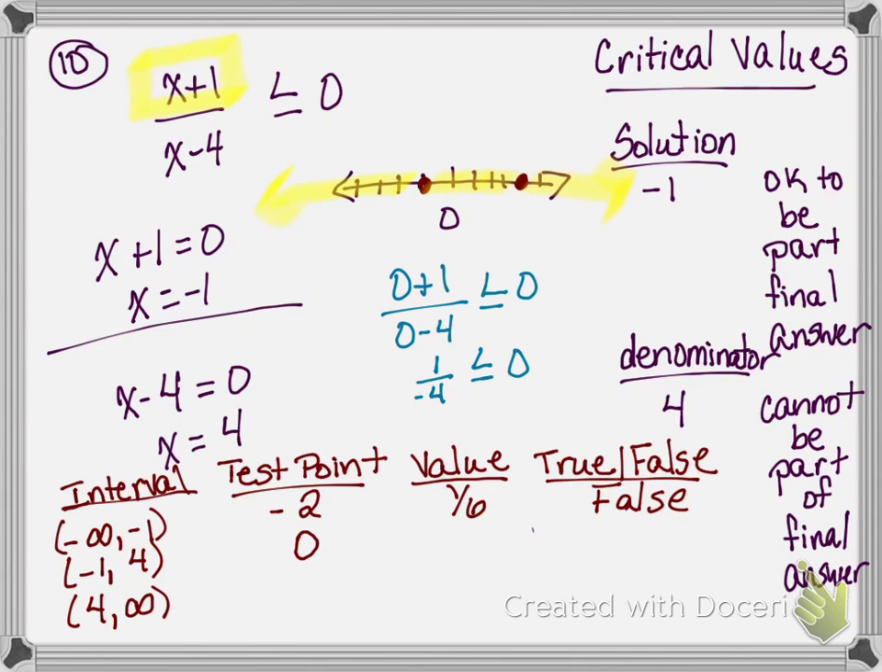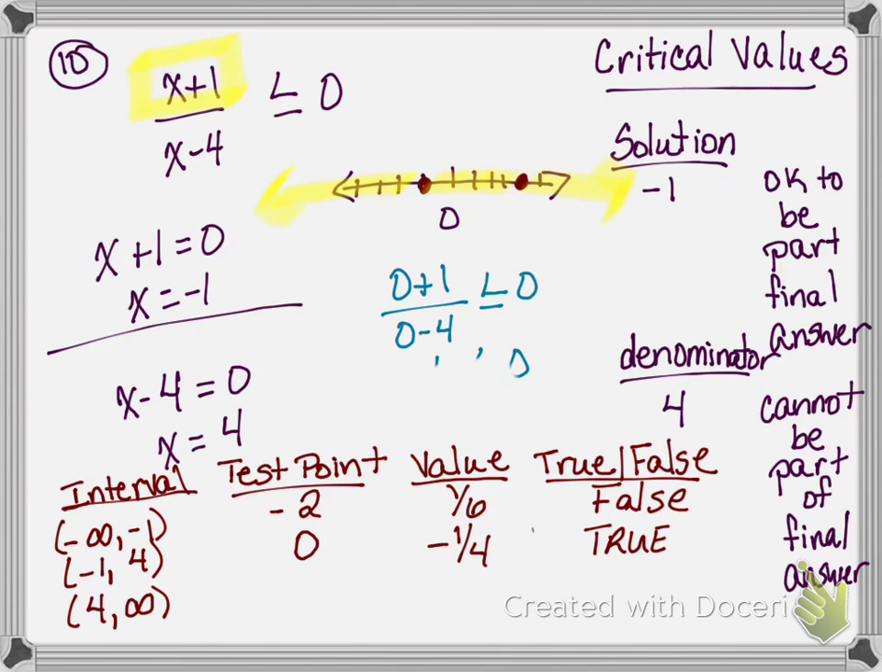So that means that that interval is going to be part of my solution. So my value here is negative 4, and that makes it true. So we will just keep that in mind, that that part of that interval, the negative 1 to positive 4, is going to be part of my solution.